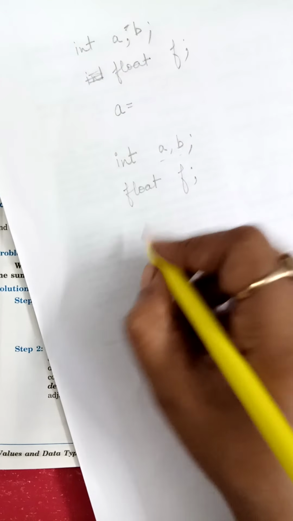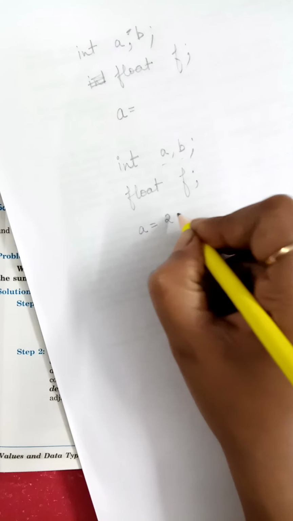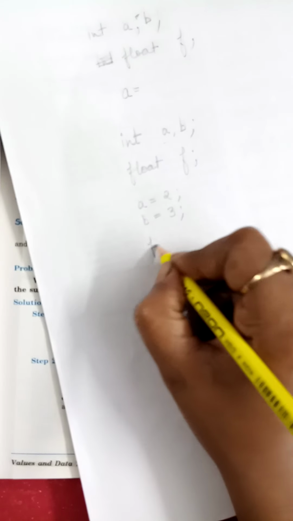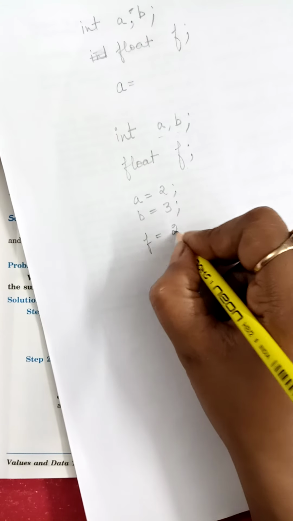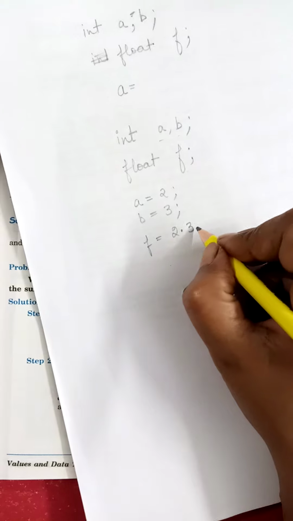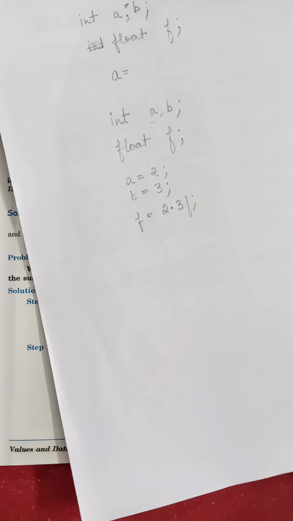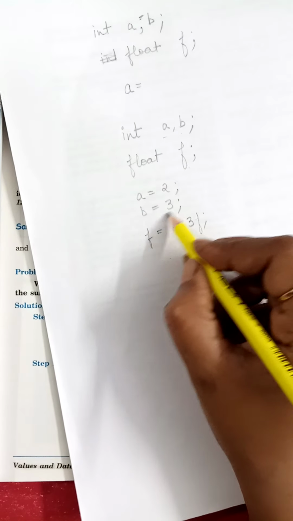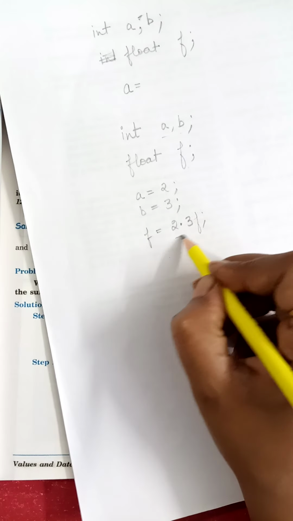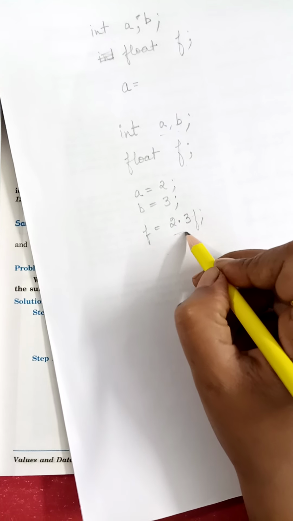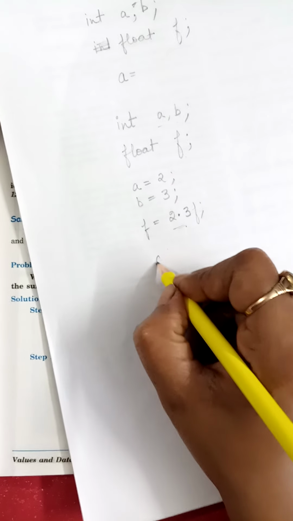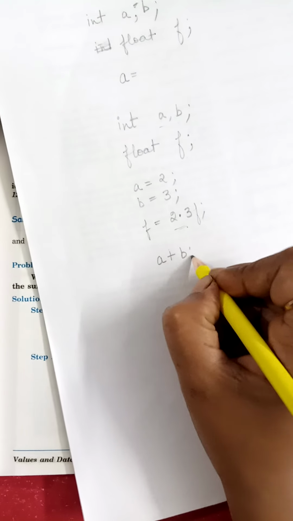Now initialize a and b. A equals 2, b equals 3, suppose. F is fractional, so 2.3 or any number you can take. You can write f also here, as this one is a float value. Now what you have to do, you have to print the sum of the integers and you have to multiply this value by 3, then print the result. So for the sum of two numbers, you have to do a plus b.